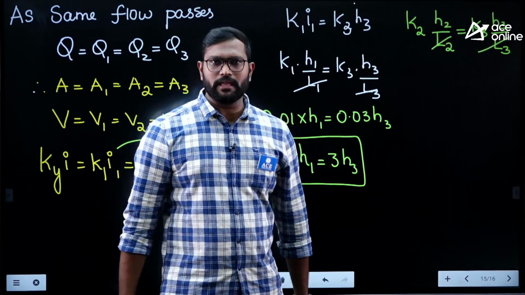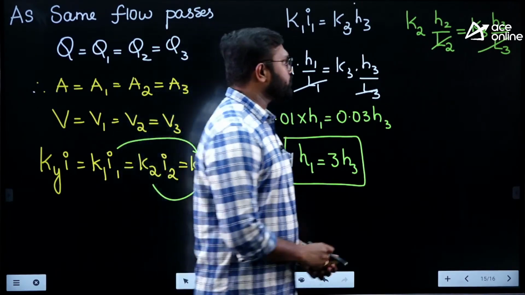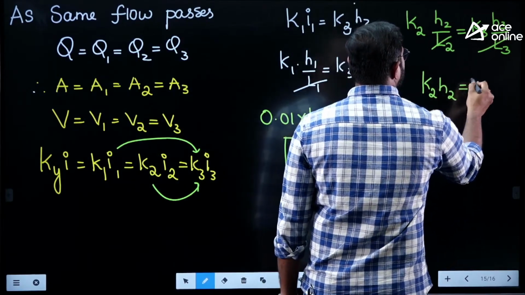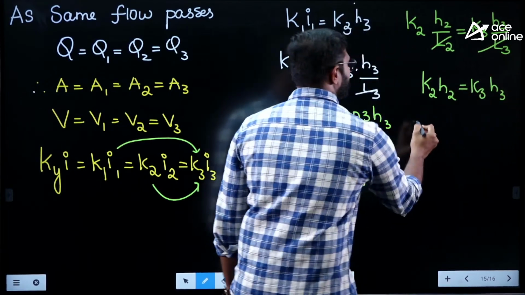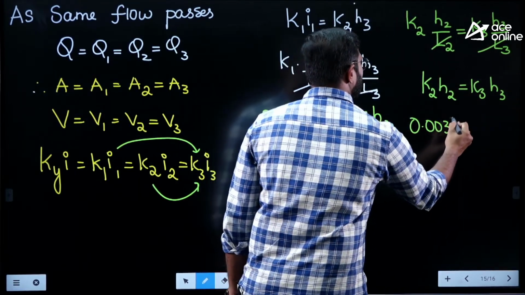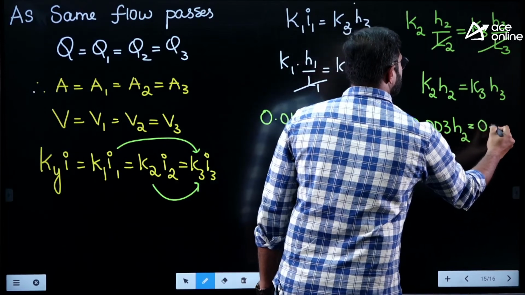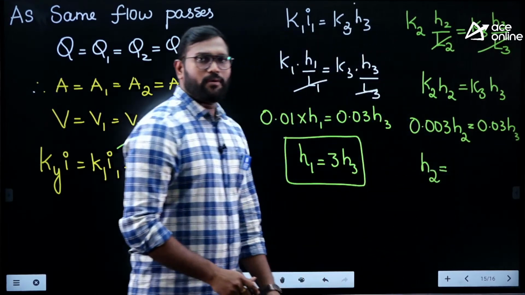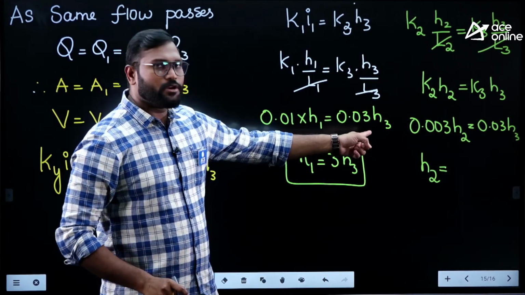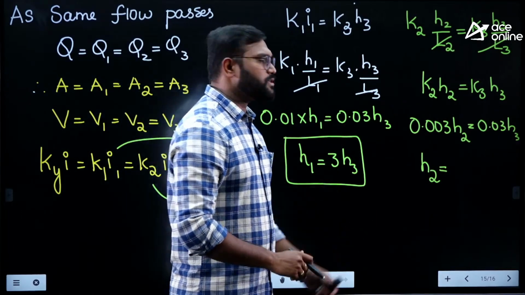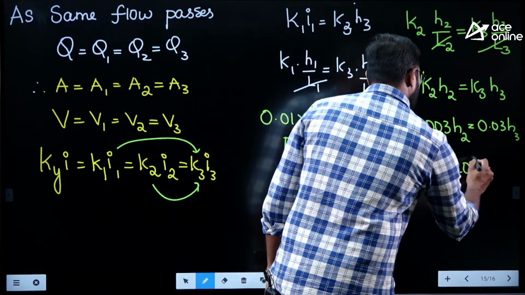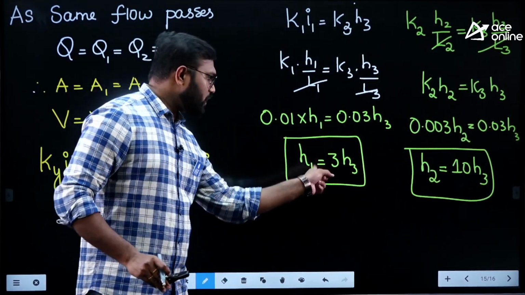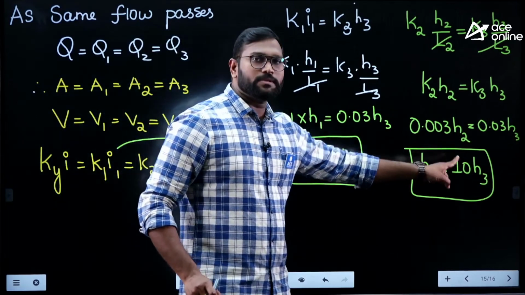I don't need to worry about the K equivalent also. I will explain that way also. So now K2 H2 is equal to K3 H3. K2 is 0.003, so 0.003 H2 is equal to 0.03 H3. Then what is H2? It is 0.03 by 0.003, which comes as 10 times H3. You see, what I have done is, I wrote H1 in terms of H3, and I wrote H2 in terms of H3.